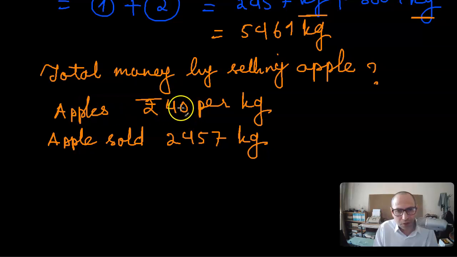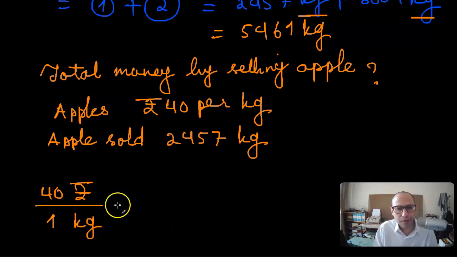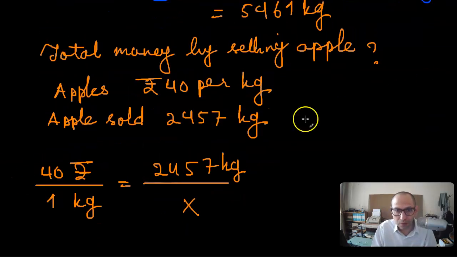So then how do I set up my proportion? I know that the apple costs 40 rupees per kilo. So that is 40 rupees for 1 kilo. Of course, I'm going to write the rupees. So that is 40 rupees for 1 kilogram, right? Is the same thing as, now, what was the amount of the apples that was sold? That was 2,457 kilos, 2x, right? Which is of course not right. So this proportion I set up wrong on purpose to show you that that's not the way to set it up, and you need to be careful with where to put things when you set up a proportion.